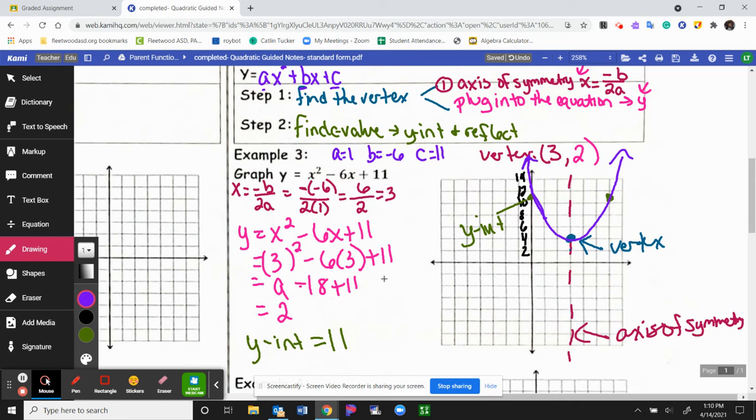Now that I have those points, I can go and draw my curve, put arrows on each end, making sure that it's a curve, make sure it's not a V. A V would be absolute value. These are not absolute value. This is a quadratic. And then we can talk about some other information as well.